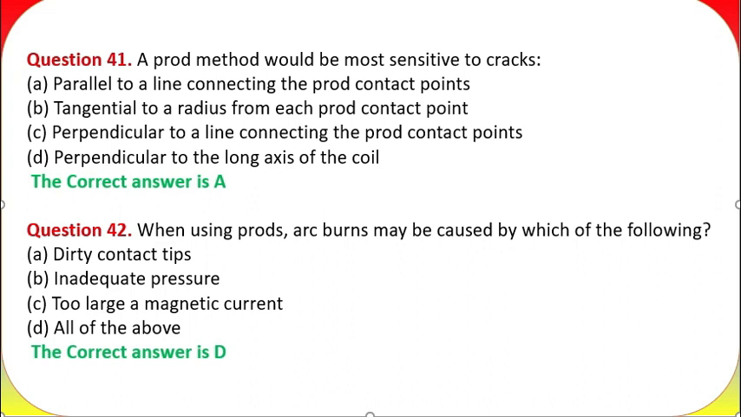Question 42. When using prods, arc burns may be caused by which of the following? A. Dirty contact tips. B. Inadequate pressure. C. Too large a magnetic current. D. All of the above. The correct answer is D.